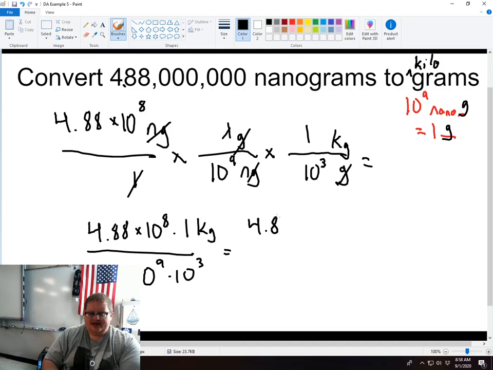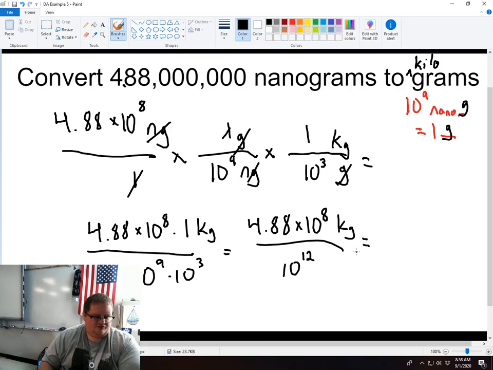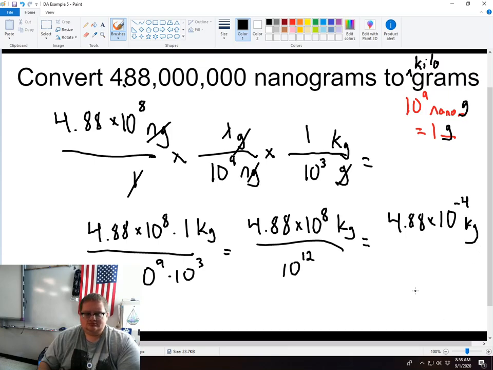So that's 4.88. Once again, the only unit I have left is kilograms, which is exactly what I wanted. Kilograms over, on the bottom, 10 to the 12th. And then the last step, when we divide powers of 10 we subtract. So 4.88 times 10 to the 8 minus 12 is negative 4. And that's my final answer.